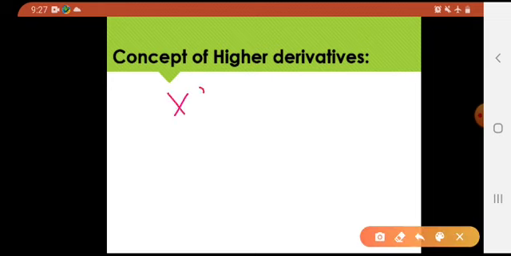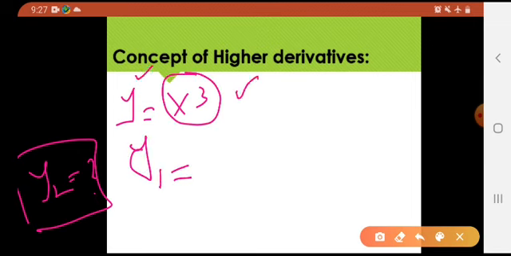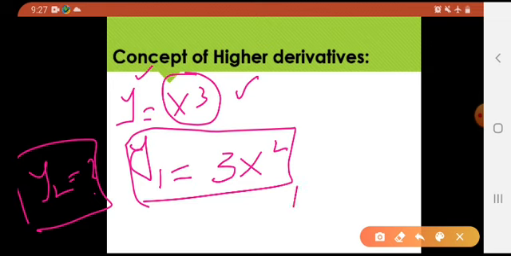Like for example, if I have a question y is equal to x cube, right, and I have to find y2, what does it mean? Second derivative. Let us check it out. Okay, what would be my first derivative with respect to x? I will be taking derivative on both sides. So the first derivative by using power rule would be 3x square. Now this is my first derivative, right? If I have to find y2, I have to take derivative on both sides with respect to x again. So I will be saying, okay, taking derivative with respect to x on both sides, and what would that be?